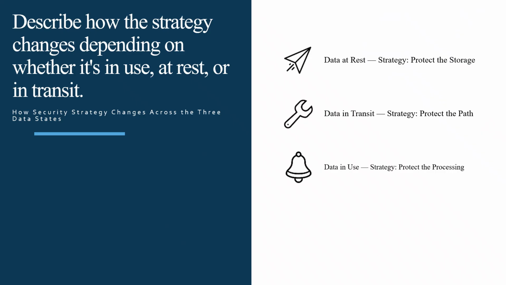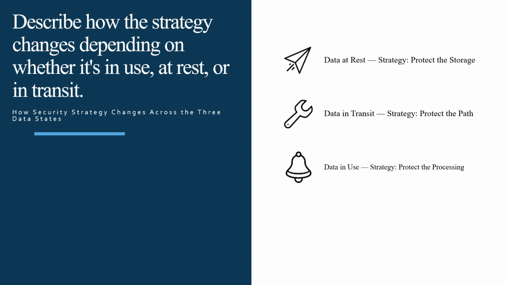Now that we know a little bit more about data and how it flows, what is the most secure data, and what I will use to secure data, we're going to describe how the strategies depend on whether it's in use, at rest, or in transit. First, we'll talk about data at rest. Strategy: protect the storage. As we know, data at rest sits on a disk, database, backup, or even cloud storage. Because it's not moving or being processed, the strategy focuses on preventing unauthorized access to stored information.